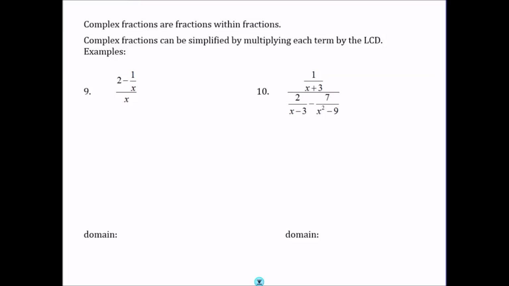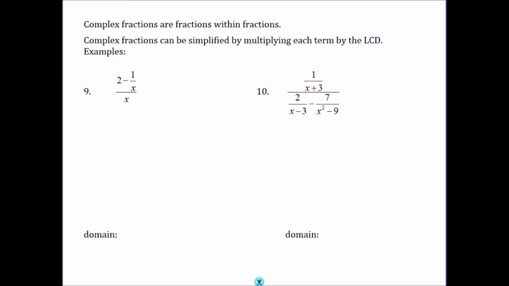Let's take a look at complex fractions. Complex fractions are fractions within fractions. Complex fractions can be simplified by multiplying each term by the LCD. This will allow you to cancel out all of the denominators and you will just end up with one fraction. The long way of doing this is adding or subtracting the numerator, adding or subtracting the denominator, then rewriting the division problem as a multiplication problem, and multiplying. But trust me, the LCD method is a lot easier.